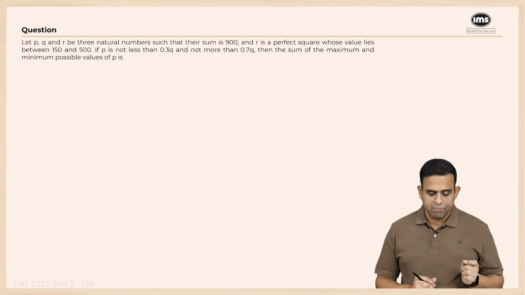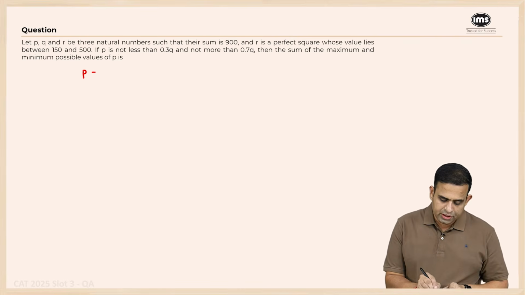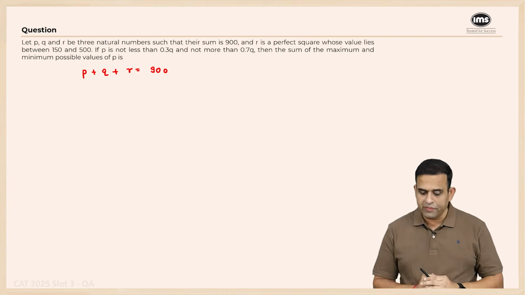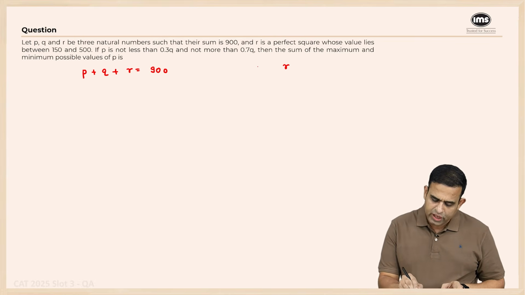It's given that P, Q and R are three natural numbers, positive integers, such that their sum is 900. So what is known to us is P plus Q plus R is equal to 900, where R happens to be a perfect square whose value lies between 150 and, let's say, 500. So what is known about the value of R? R is a perfect square which is between 150 and 500.